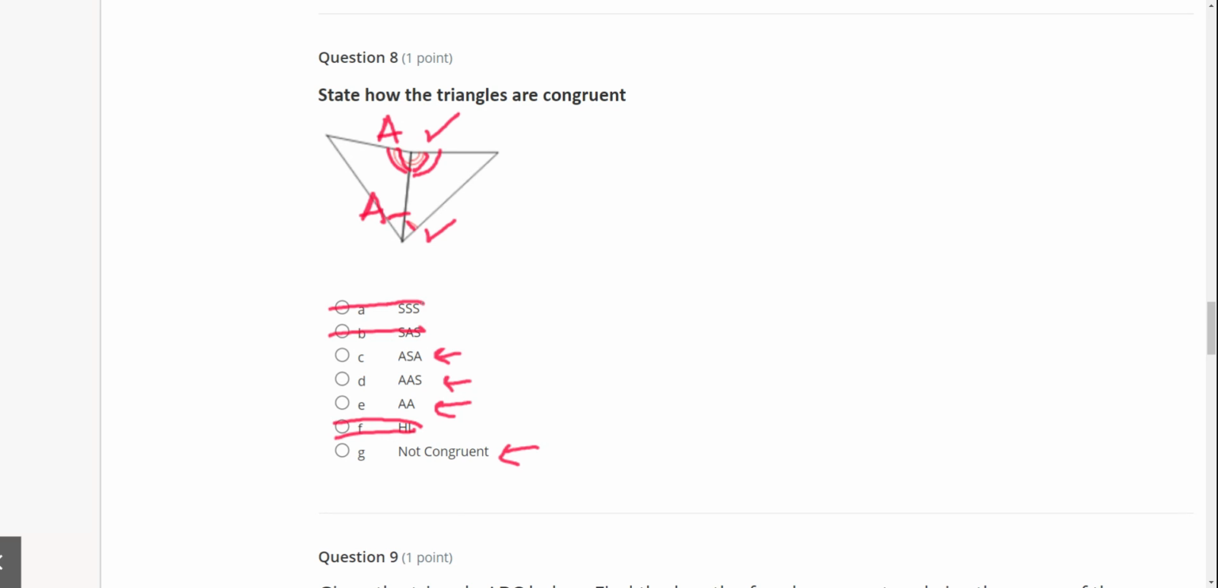Can I mark anything else in that picture? Which side? The one that's in the middle. What do we call that? What's the word for that? Starts with an R. Yes, the reflexive side. So we can 100% do the reflexive side. So if I have that reflexive side, what's my best choice?